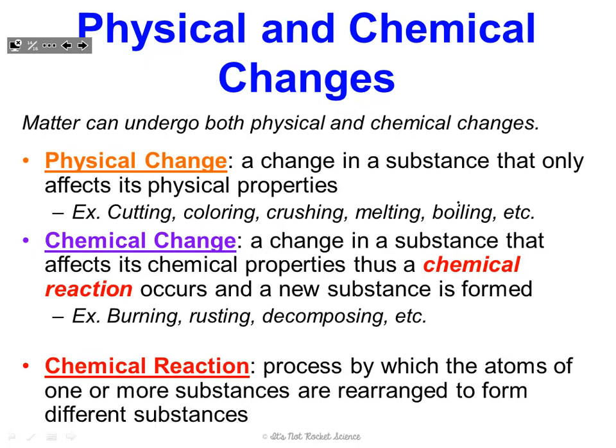And then down here we define a chemical reaction, and a lot of chemistry is based off of this idea right here. So a chemical reaction is a process by which the atoms, we know what an atom is, atoms are elements, of one or more substances are rearranged to form different substances. So the atoms of one or more substances are rearranged to form different or new substances. So that is again a big indicator that you have some sort of chemical change. Chemical reactions indicate chemical change.